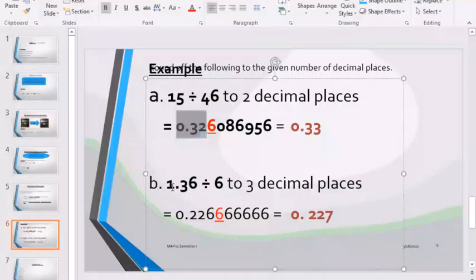Another example is 1.36 divided by 6, rounded off to 3 decimal places. Let's highlight after the decimal point. These are the numbers that we'll be looking at, but the next number will decide whether we add 1 or it will remain as it is. Since the next number is 6 and that is more than 5, we add 1 to the previous value, so we get 0.227.